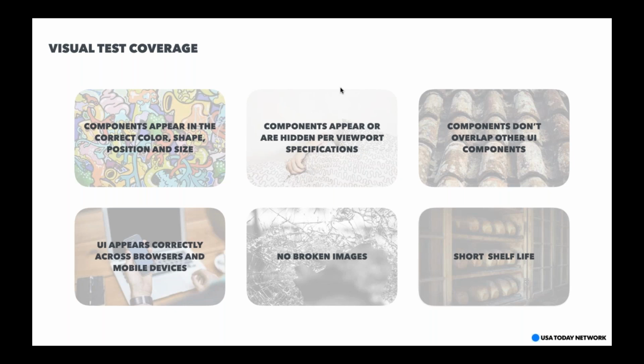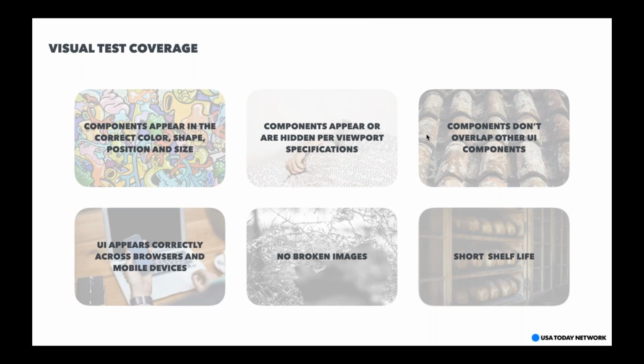Our components, appearing in the correct color, shape, position, or size. When you start going mobile first, is it appearing or is it hidden for that component when there's a viewport for a mobile device or a tablet? And then the components that are overlapping with other components. Well, when we're using Applitools, you're able to identify those as an actual failure.